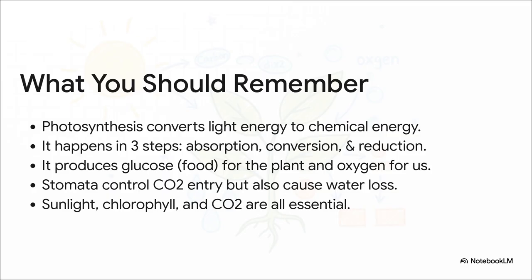First, remember that photosynthesis is an energy conversion process. Second, it happens in 3 distinct steps. Third, it produces food for the plant and oxygen for us. Fourth, it is carefully controlled by stomata. And finally, that sunlight, chlorophyll, and carbon dioxide are all absolutely essential.